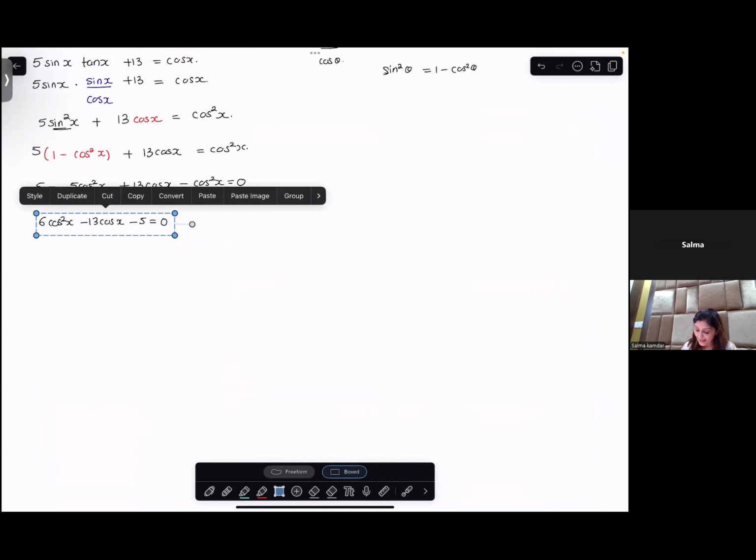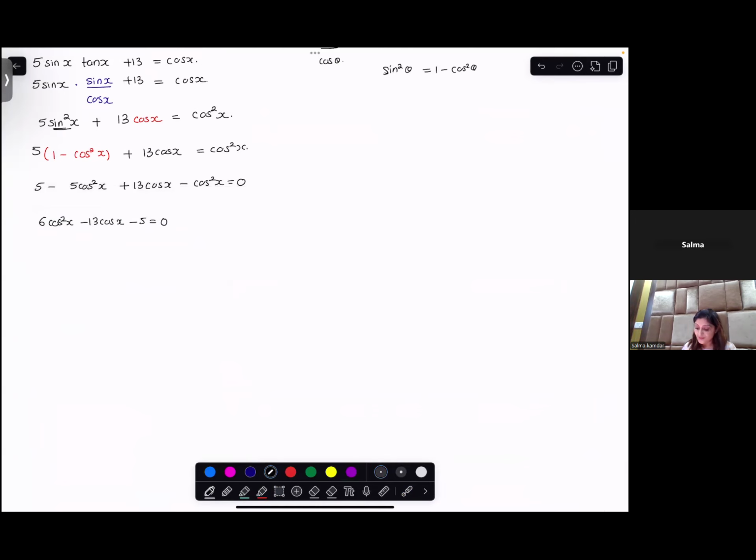So put it in your calculator and try to find the values. So this is like 6x squared minus 13x minus 5 is equal to 0, where my x represents the cos x. Just keep this in mind. Put it in your calculator. Try to find the value. I'll pause the video for those who are doing it.